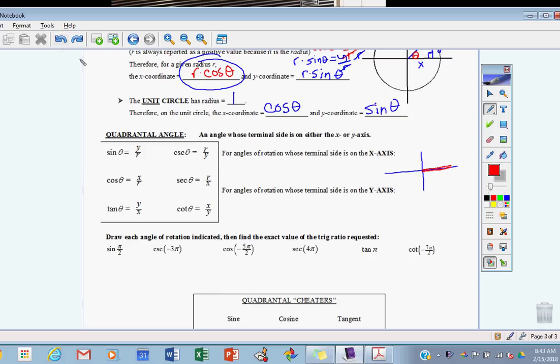But if I can't do that and there's no triangle available to us, we still need to be able to find the ratio. Here, the terminal side could be over here as well. So what does that mean? Well, all it means is that you can literally use the x-coordinate as cosine theta.